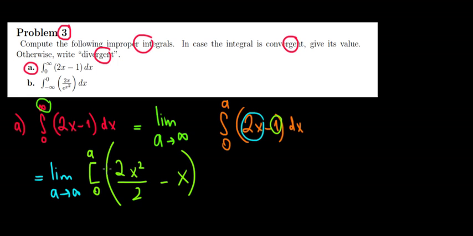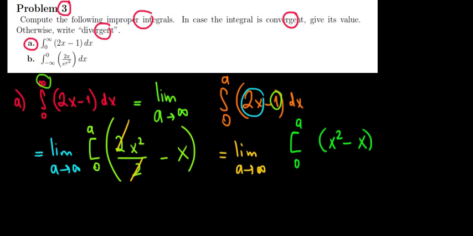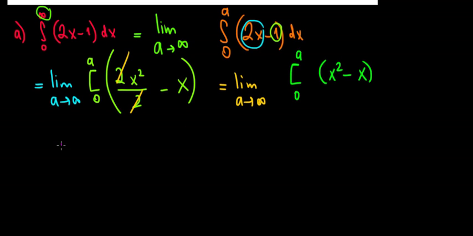Now we move on. We can cancel out some stuff. 2 and 2 cancel out, and we're left with the limit when a approaches infinity, and over there we have the boundaries from 0 to a, and we're left with x squared minus x. Now with that said, let's substitute the values, the boundaries, into that expression. So we have the limit as a approaches infinity, and now we're going to do our substitution. So we plug in a into the x's. We substitute a into x, so we're left with a squared minus a.